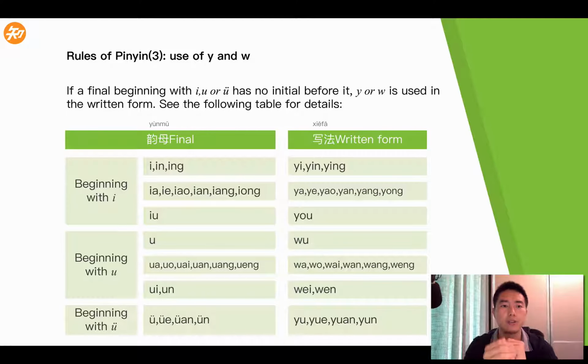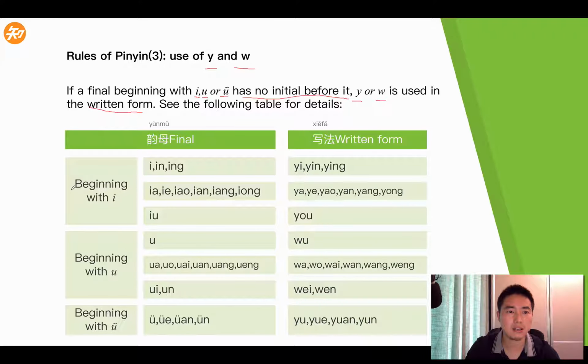Okay, now we're going to take a look at the rules of pinyin number 3, the use of the initial Y and the initial W here. If a final begins with the final i, final u, or final ü, and has no initial before it, we need to add Y or W, and they are used in the written form to make a syllable. Now let's take a look at this table to take a close look.